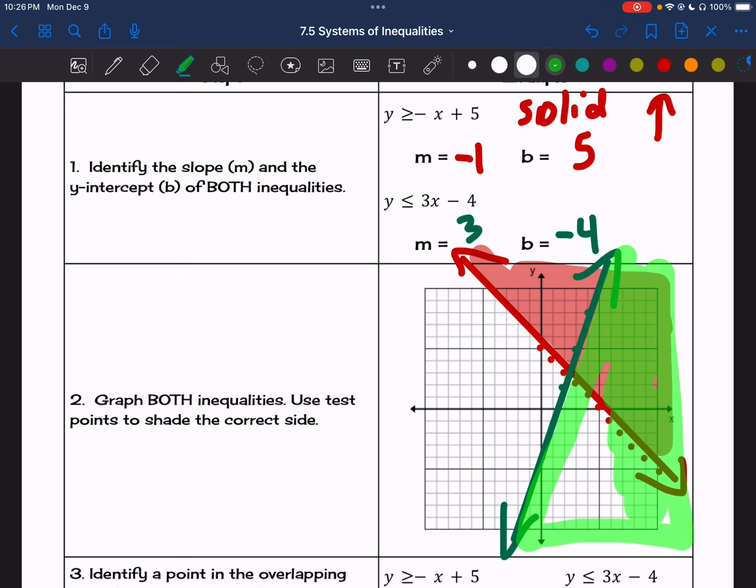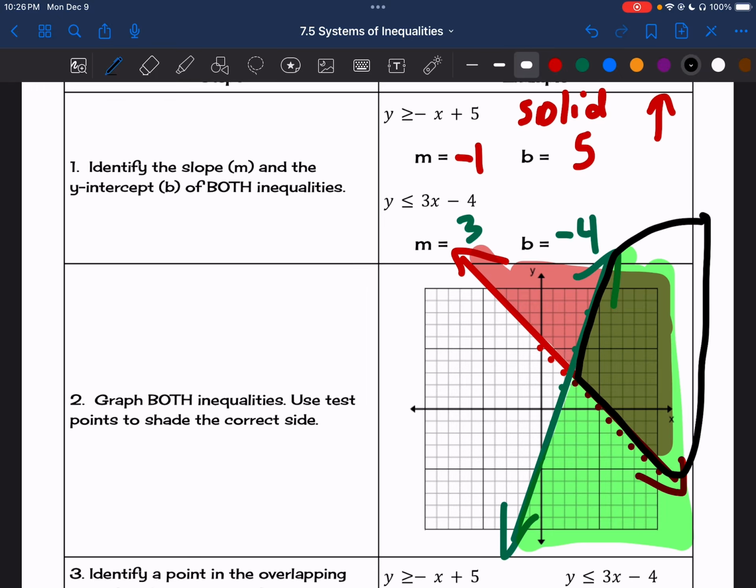And when we look at this, when I release the marker, you're going to see that we have an overlapped region where it is satisfying both of the inequalities. That darker area here is going to be satisfying both inequalities, right? So any of the points in that area can be a solution.